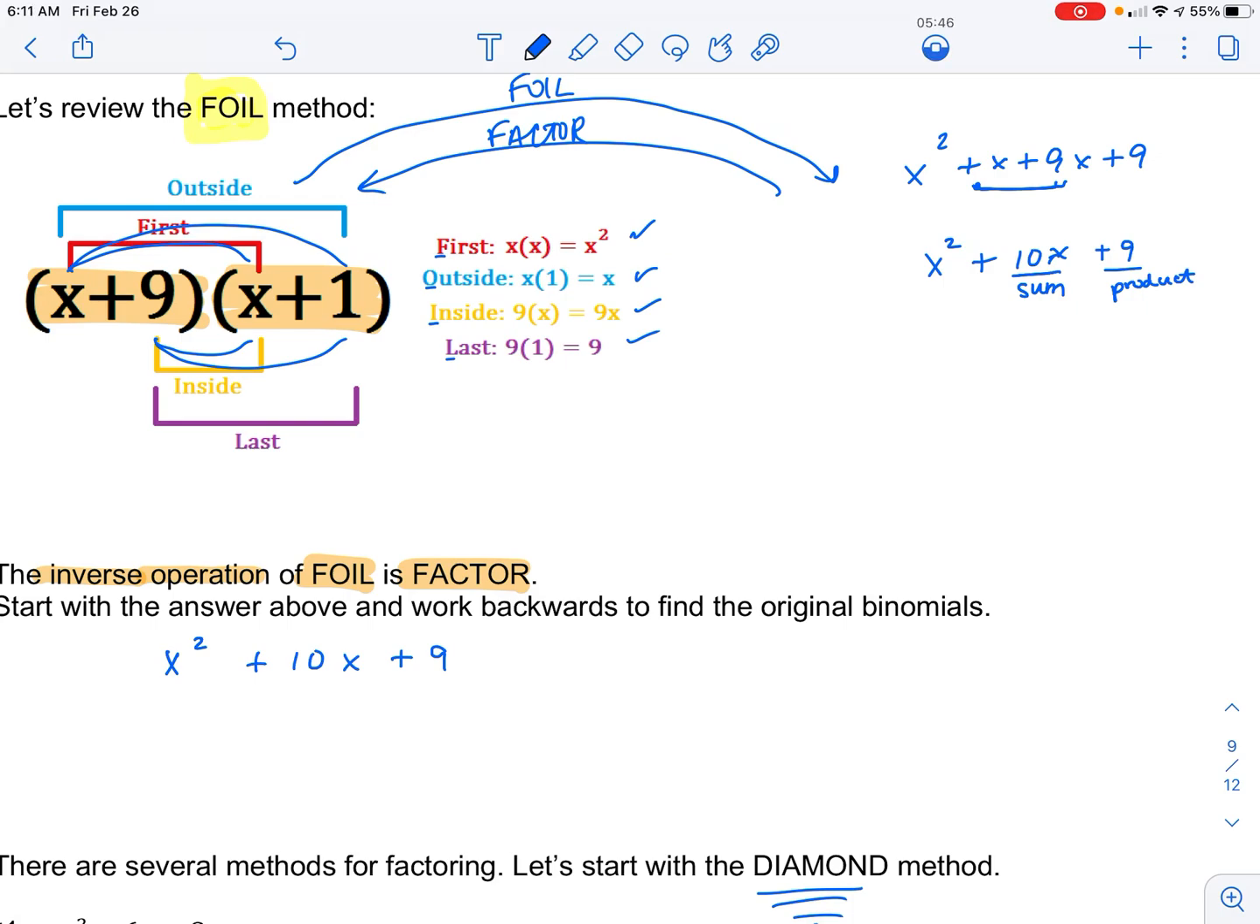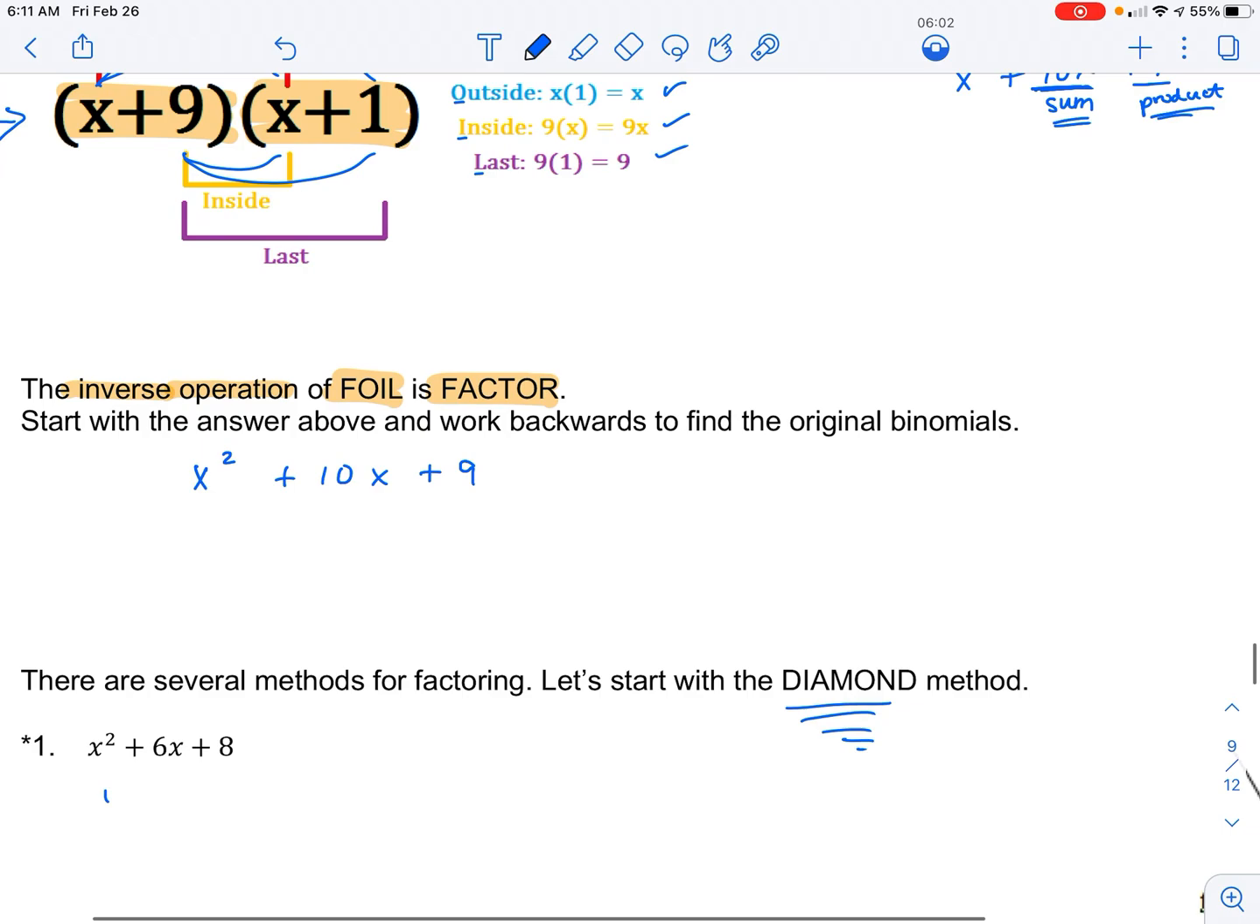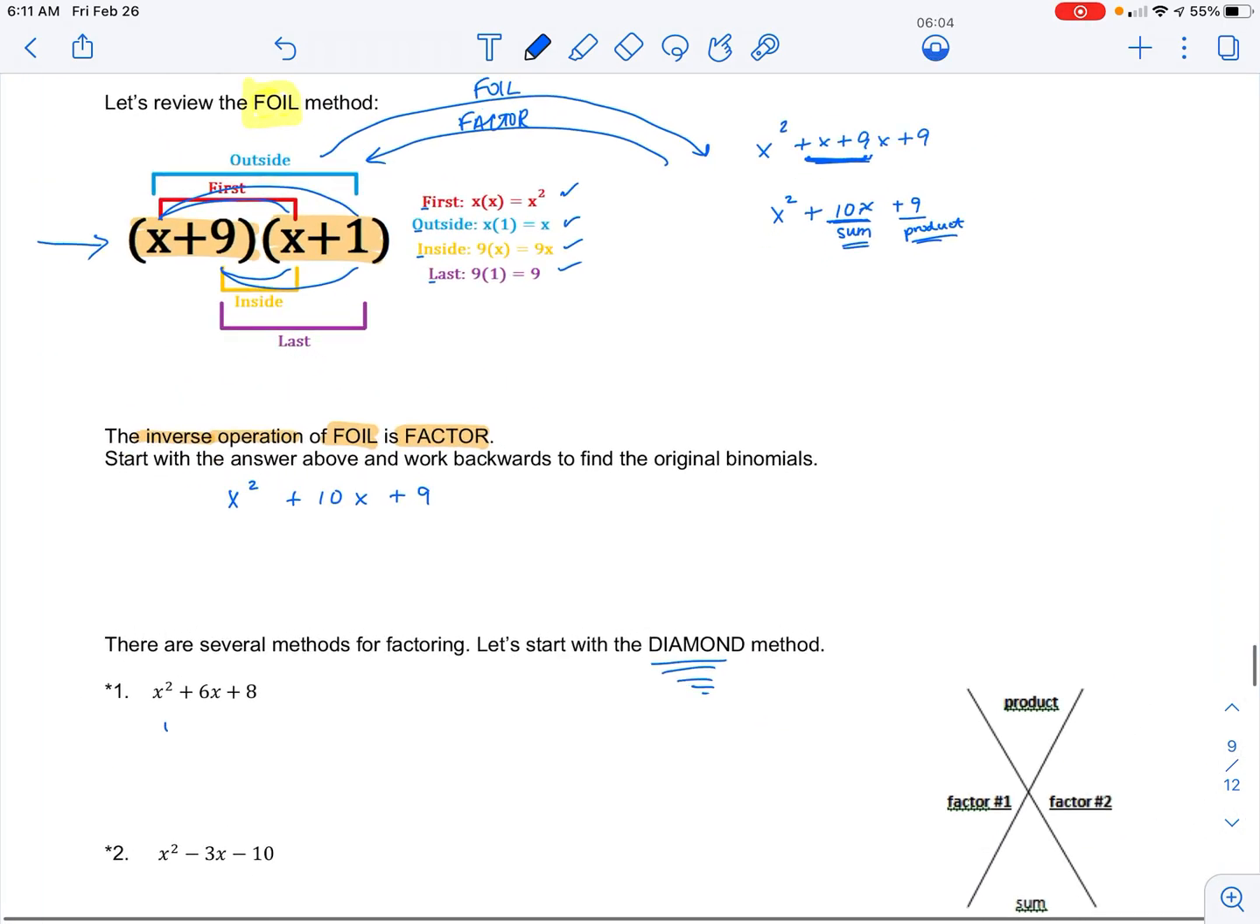But what I want you to just kind of keep in mind is we're going to call this 9 the product because we multiplied 9 times 1 to get it. And then we multiplied to get this x and this plus 9 up here. But when we put them together and got 10x, now we look at that as the sum. Okay, so we're going to use this very trinomial to work backwards. And we're going to use the diamond method. So I'm going to have you build one in right here.